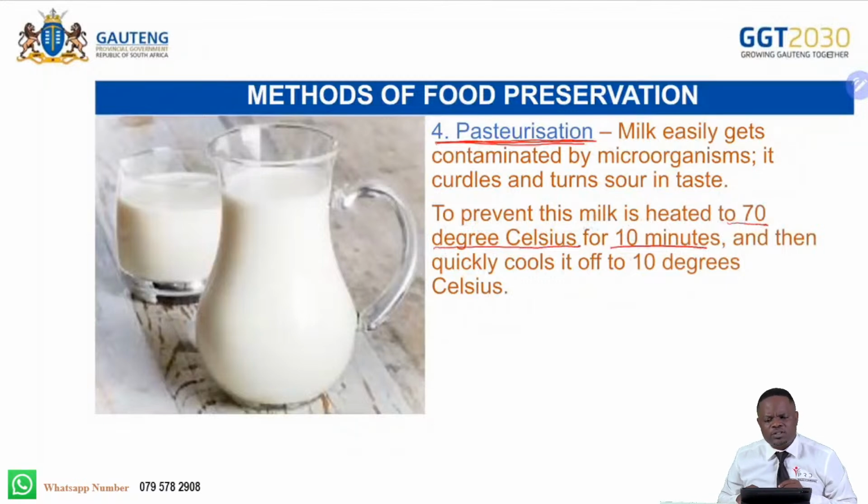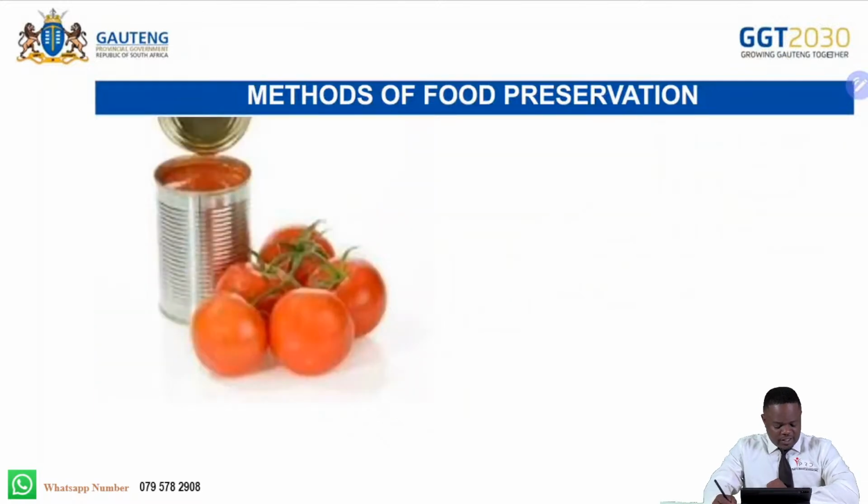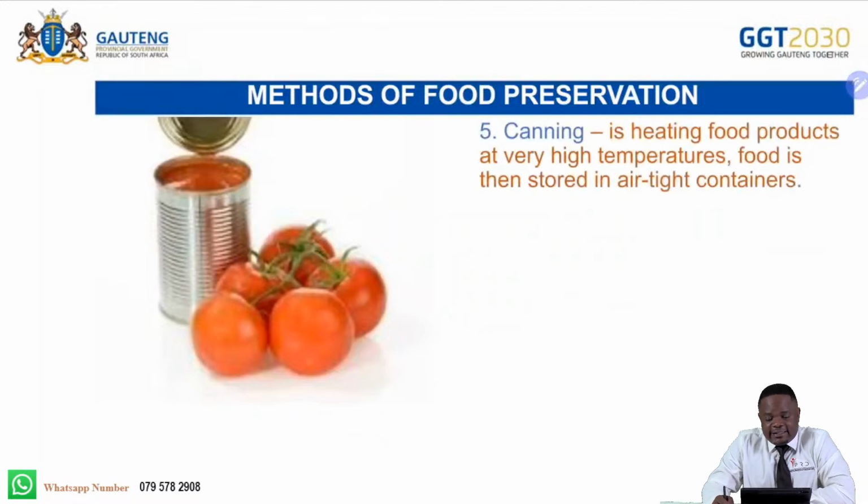So we are now on method number 4. Let us proceed to the next one. Okay, our next method is canning. Okay, canning our food. I'm sure we know of different kinds of canned food. And I'm sure that when you look at those canned foods, you've seen the expiry dates. The canned food, they can stay for years without actually expiring, isn't it? And we're saying what happens is that the food gets heated at very high temperatures, and then the food is stored at what? At airtight containers.